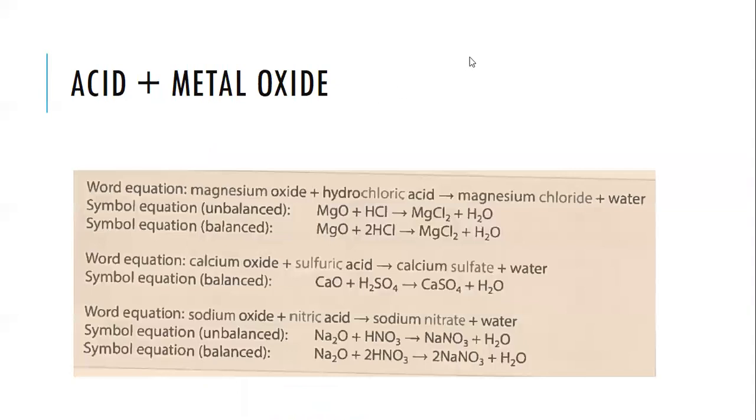And then this is from another textbook. I just want to show you some more examples. How do we write the word equation for a reaction between an acid and a metal oxide? Magnesium oxide, MgO, and hydrochloric acid, HCl. The magnesium and the chlorine come together to form magnesium chloride plus water.